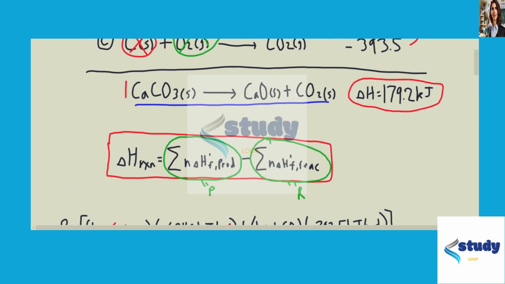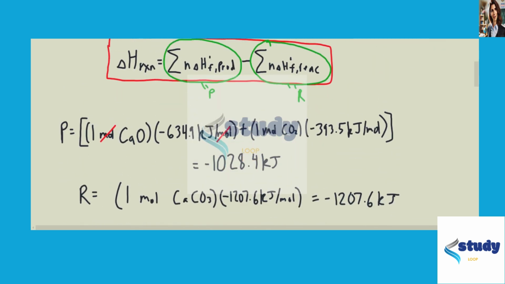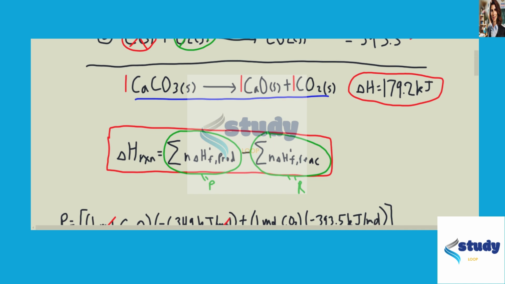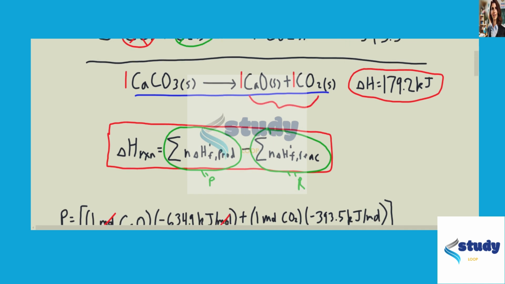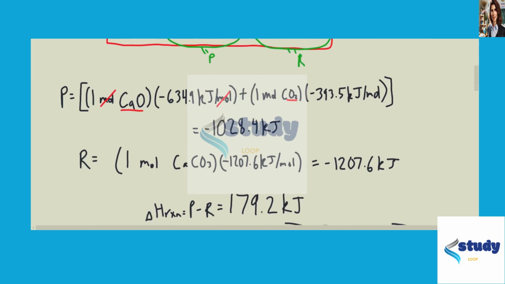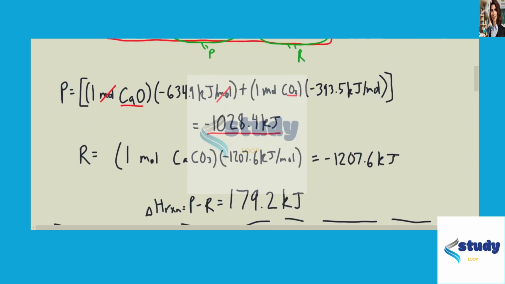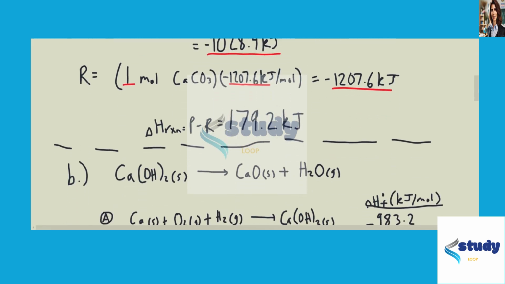So just looking at the reaction, we see that we have 1 mole of each chemical species, and we use the delta H of formation values and multiply them together to get, for the product side, where we have CaO and CO2, a value of -1028.4. For the reactant side, we have 1 mole of CaO, and multiplying that by its delta H of formation value, we get that same value.